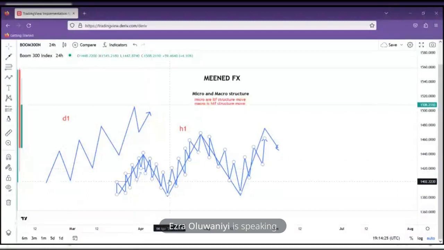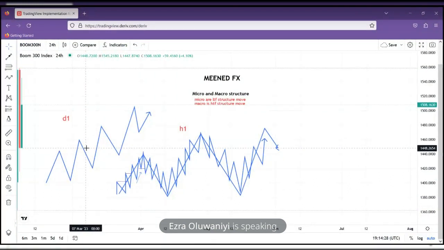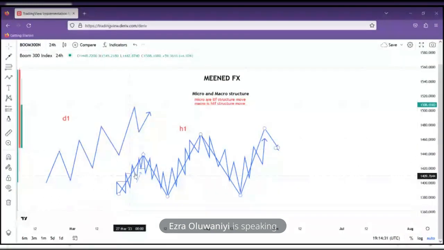But there are other things you need to know, and I'm going to talk about them. If you understand what I just explained, drop 222 in the chat box, please. So now the smaller moves are micro structures, while the larger move on daily is our macro structure.